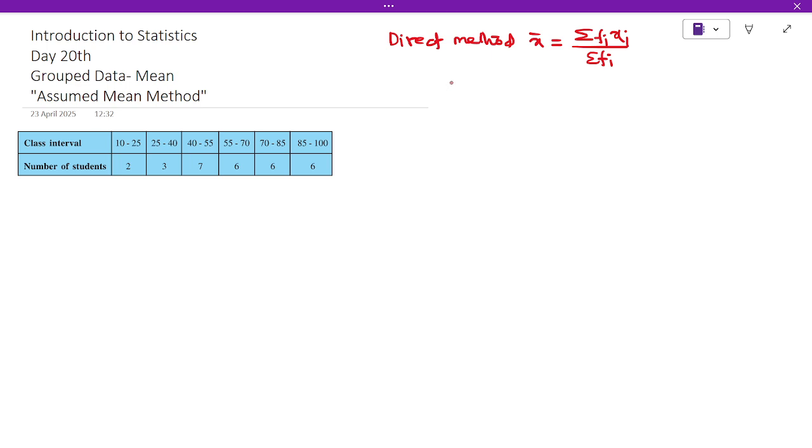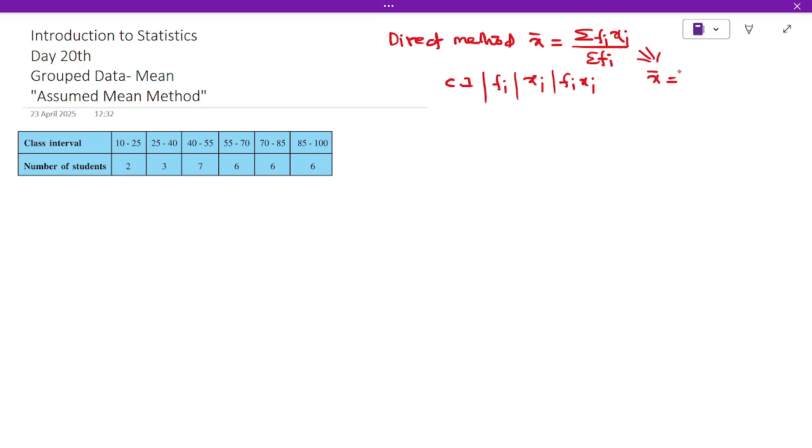In that, we had the given data, the class intervals. Then we had the second column as the frequency, the number of students. Then we found the class marks, denoted with xi. Then in the fourth column we took the product of f and x, right? This is very simple and straightforward. Then we take the sum of fi xi and divide by sigma fi. So the core concept remains the same, right? To find the mean, what is the formula?